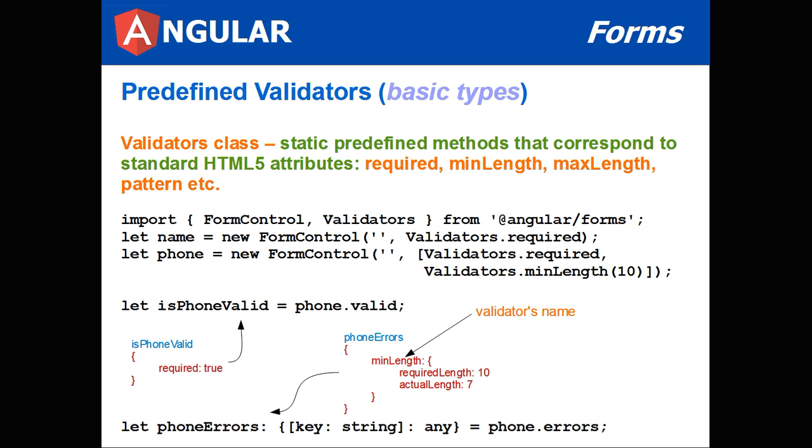Okay, so if we let phone errors equal phone.errors, we'd specify the type to be this object literal, and we'd expect to see some values like in the example.